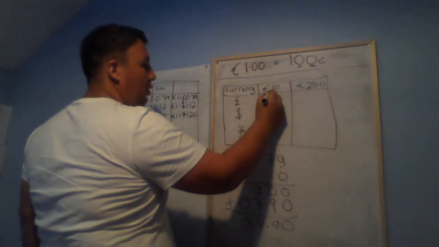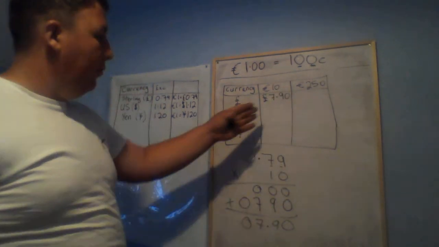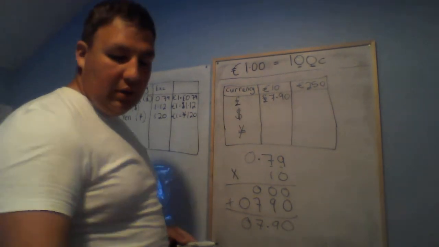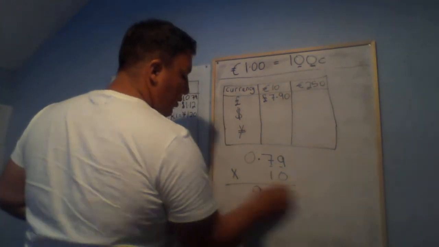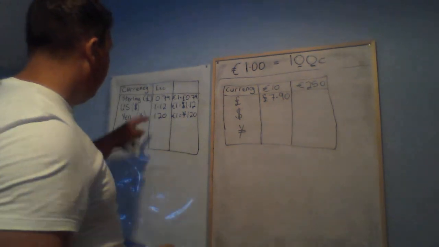Sorry, £7.90. So for every €10 that you have, you will now get £7.90. All right. Okay. Next one. I know you'll be able to do the tens, but okay.